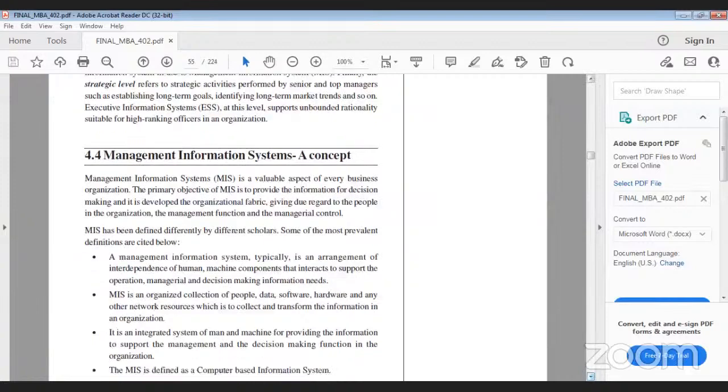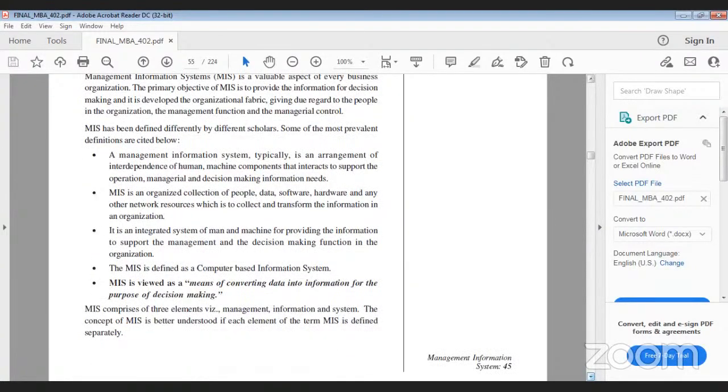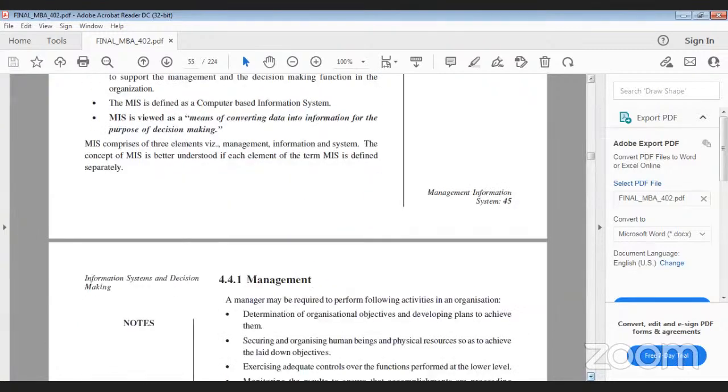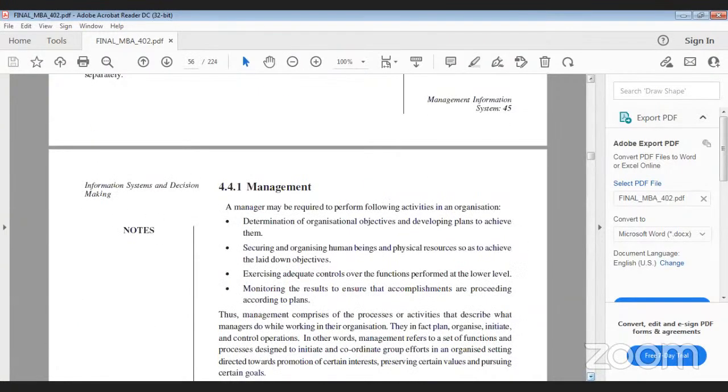MIS is defined as a computer-based information system. MIS is used as a means of converting data into information for the purpose of decision making. MIS comprises three elements: management, information, and system. The concept of MIS is better understood with each of these elements defined separately.